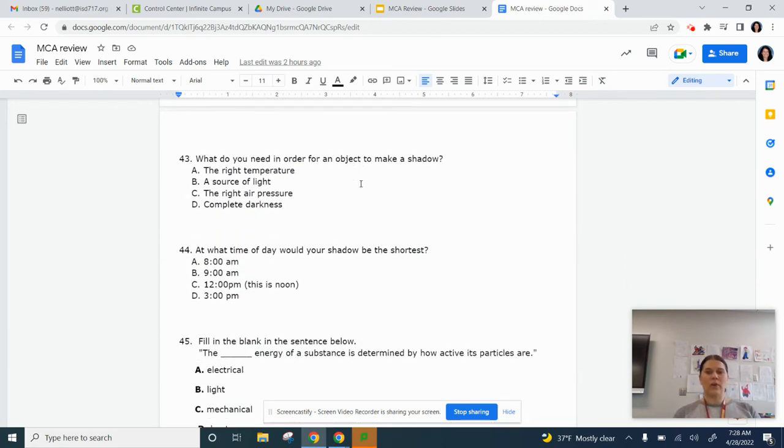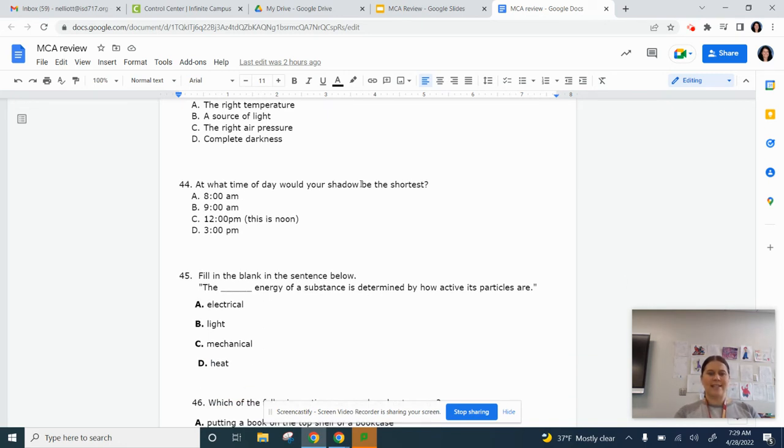What do you need in order for an object to make a shadow? The right temperature, a source of light, the right air pressure, complete darkness. At what time of day would your shadow be the shortest? 8 a.m., 9 a.m., 12 p.m., which is noon, 3 p.m.